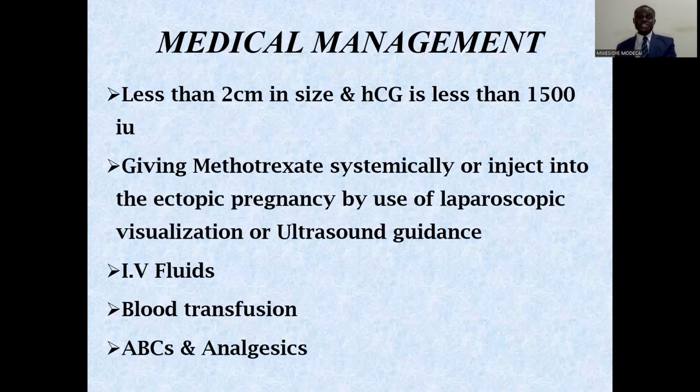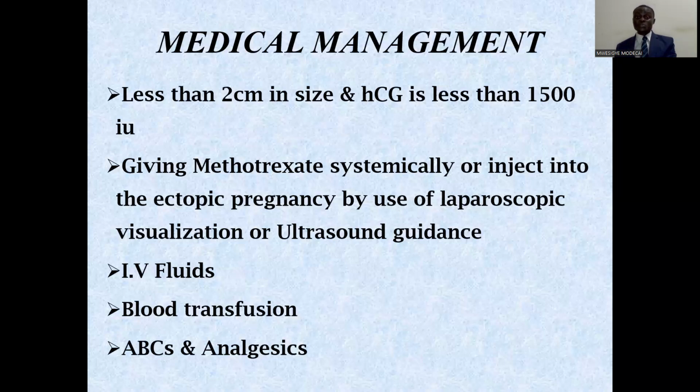What about the medical management? If the mass is less than 2 centimeters and the HCG is less than 1,500 international units, we are going to give methotrexate. This methotrexate is an anti-cancer drug, but we are giving it here because it helps these products of conception to atrophy. And once they atrophy, they cease to exist. This is what we want, so that we do not operate on this person. They are just going to disappear by giving methotrexate, which helps us get these products of conception to atrophy.